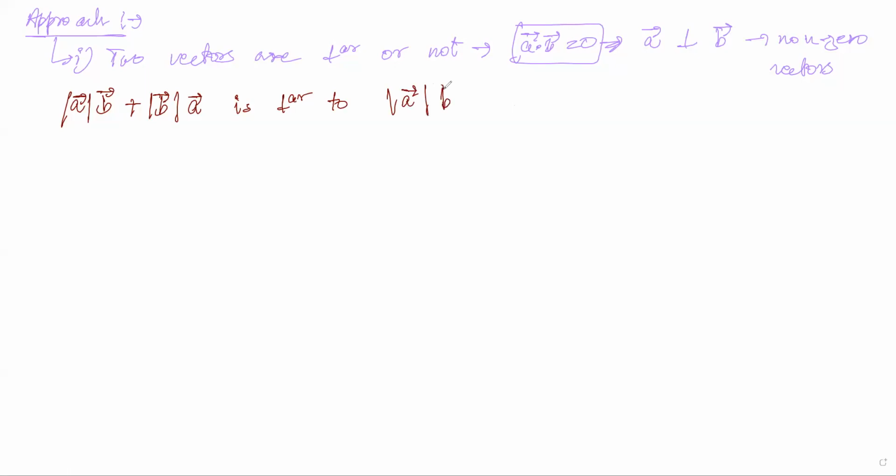mod A B minus mod B A. How can we show two vectors perpendicular? Dot product of these two vectors should be equal to 0. Correct. So if you find out the dot product of them, what is the simplified expression we will get after the first step?